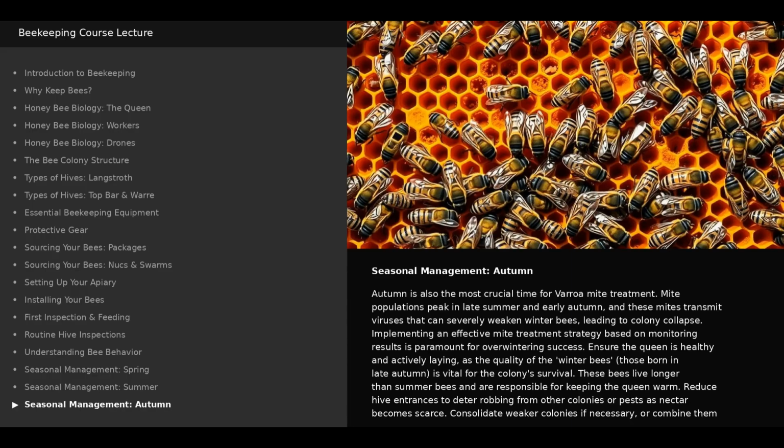Reduce hive entrances to deter robbing from other colonies or pests as nectar becomes scarce. Consolidate weaker colonies if necessary, or combine them with stronger ones. Proper autumn management is the most significant factor in determining whether your colonies will successfully survive the winter and emerge strong in spring. It's a period of intense preparation and critical decision-making for the beekeeper.